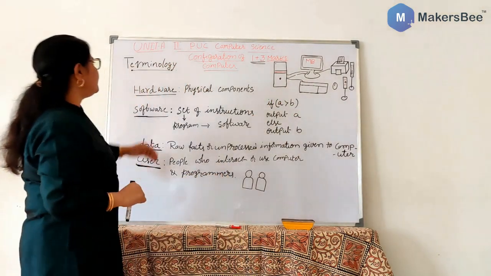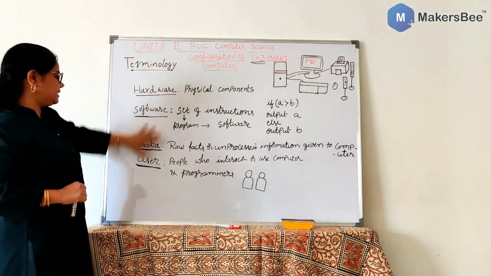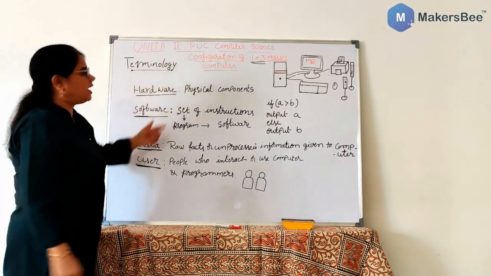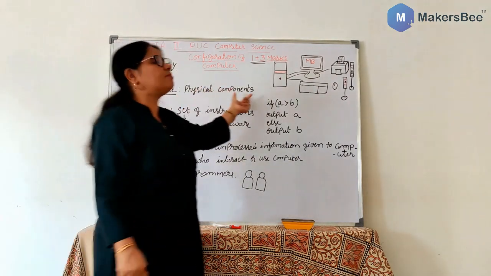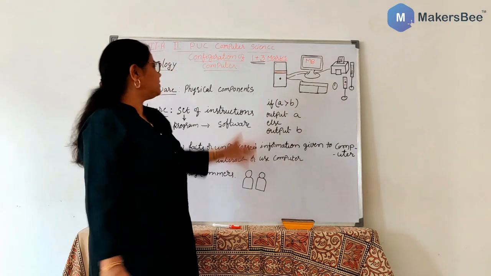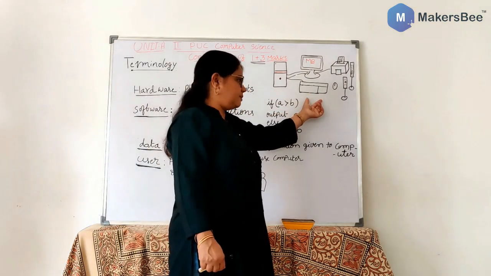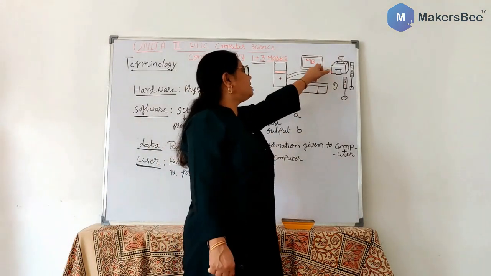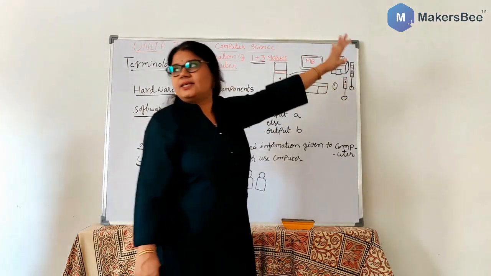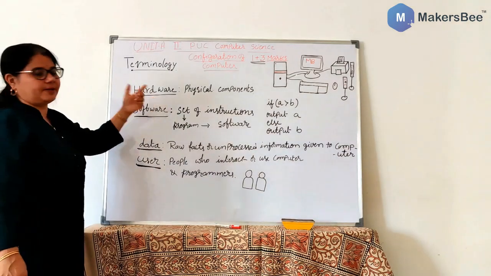So here let us come to the terminology part. In this chapter we are going to use these terminologies. In that, the first one is hardware. Hardware are the physical components of the computer which you are going to touch and feel. So hardware are the physical components like keyboard, mouse, monitor, CPU, printer and speakers. These parts are called the component, that is hardware.